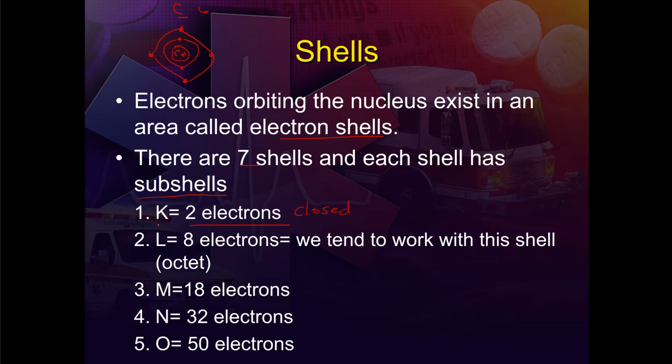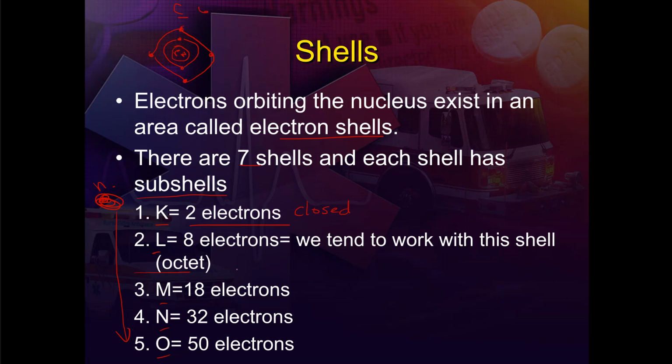This is not necessarily something that you have to memorize for emergency medicine, but it helps explain. When we're looking at these shells, they're identified as K, L, M, N, and O as we go further away from the nucleus, right? Here's our nucleus. As we go further away from the nucleus, we have more and more shells. And as we get further away, more electrons can be held in those shells.